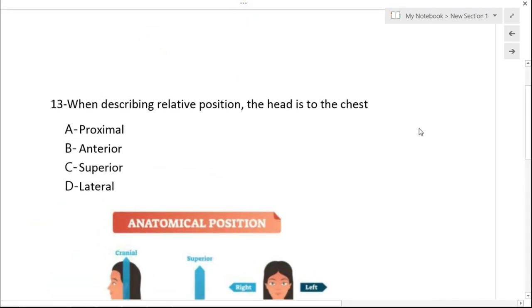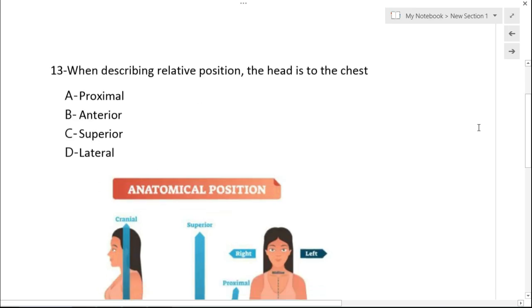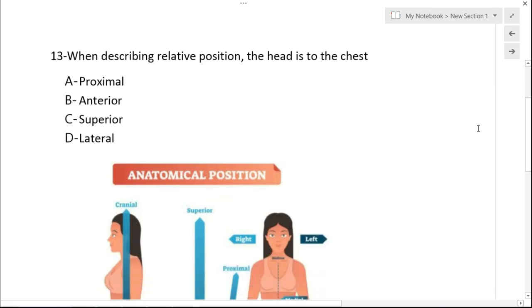Question number 13, you can see here. When describing relative position, the head is to the chest. It's very confusing sometimes. We want to know the position of the head relative to the chest. Option A proximal, option B anterior, option C superior, option D lateral. What is the correct answer? The correct answer is option C, superior. Superior means above.